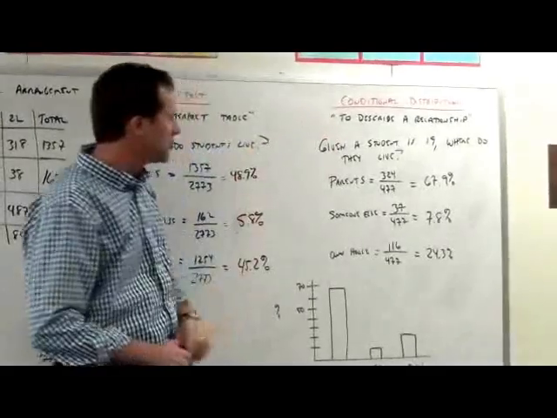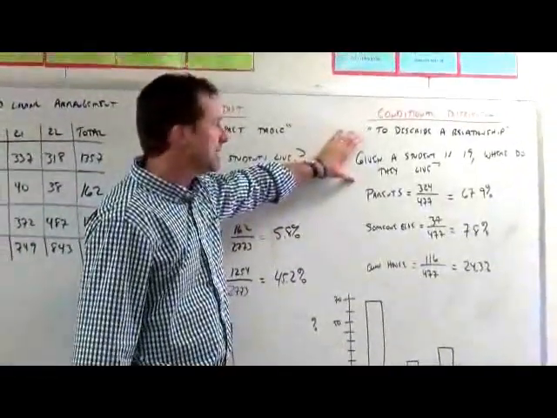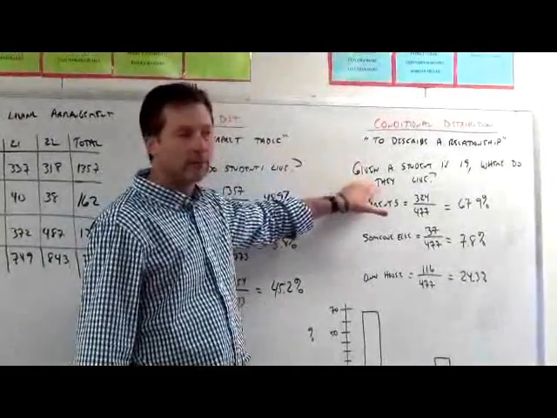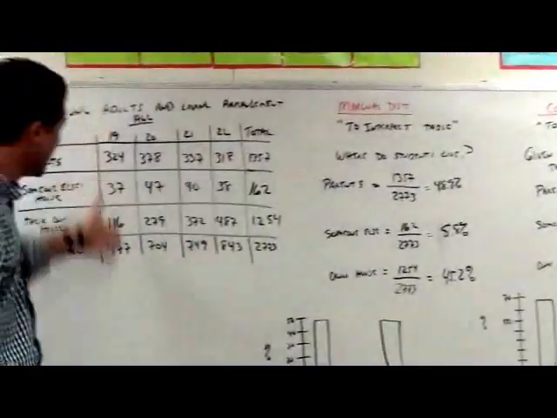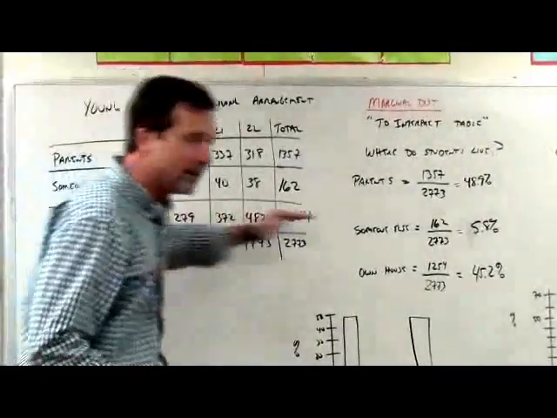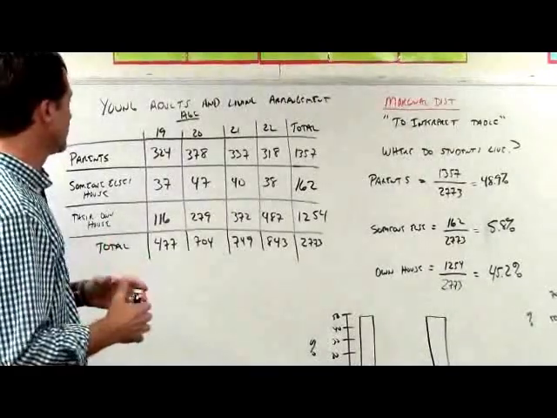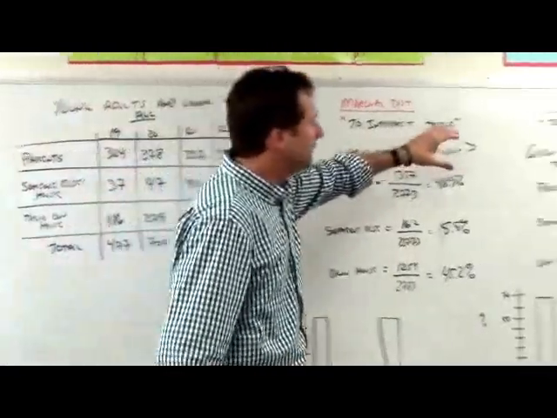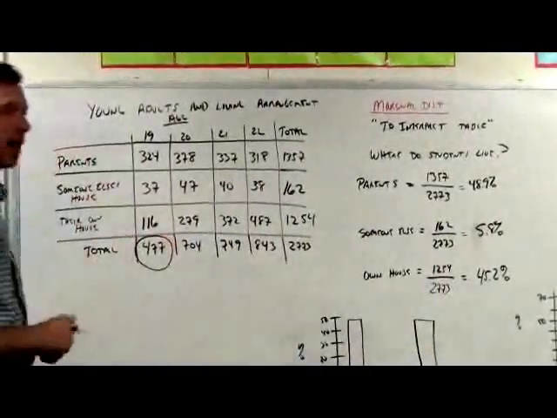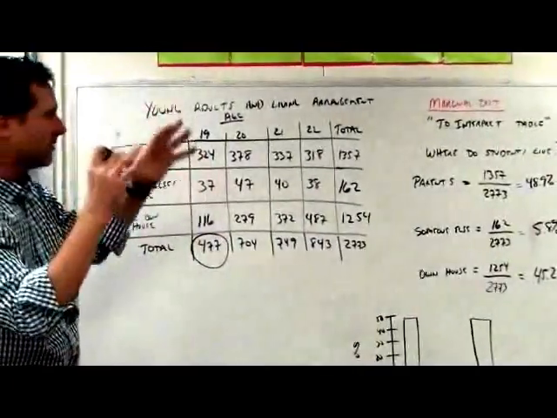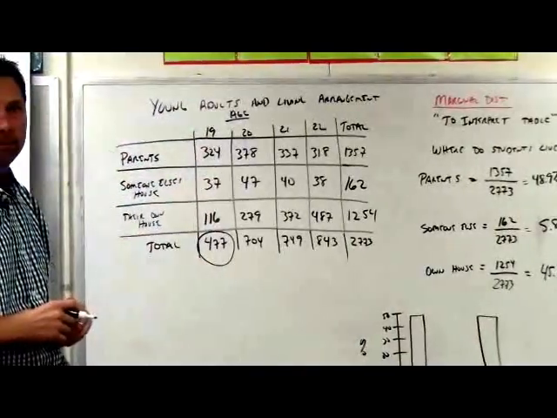This is generally how a conditional distribution will be asked. Given someone is 19, where do they live? So in a conditional distribution, I'm only going to be looking at one of these columns or one of these rows at a time. If I want to know, given someone's 19, this is all the people that I care about. Once they say that, this is the only column I'm interested in for this problem.